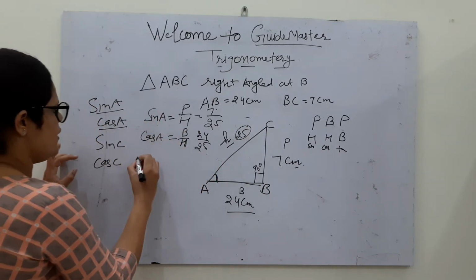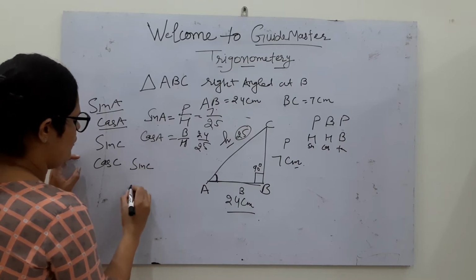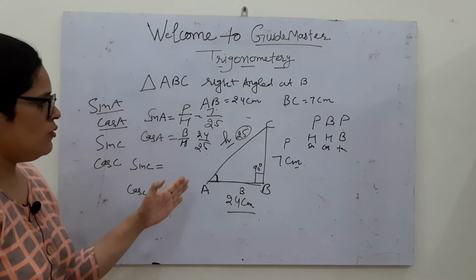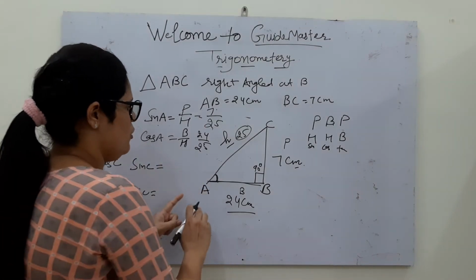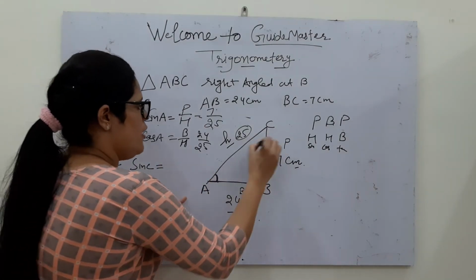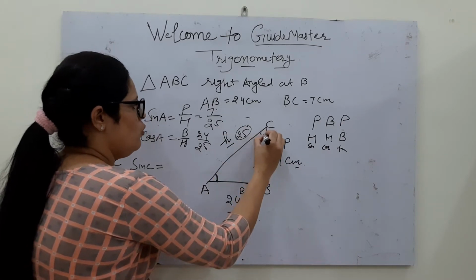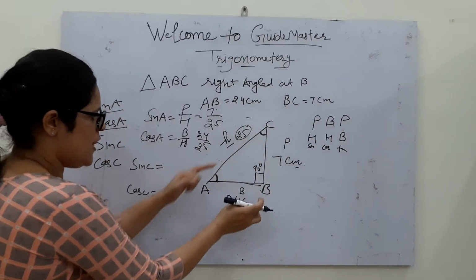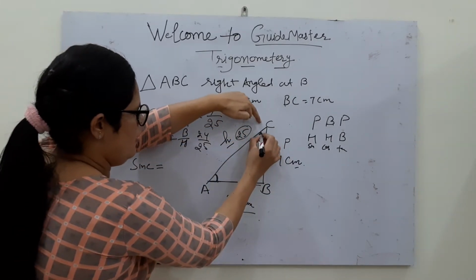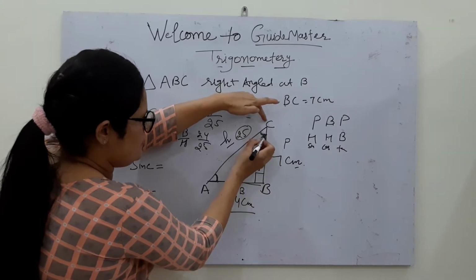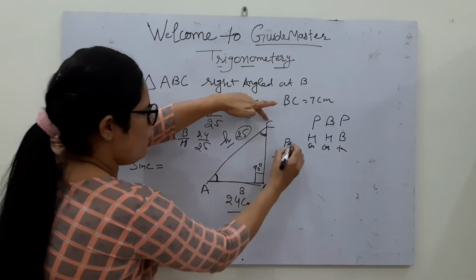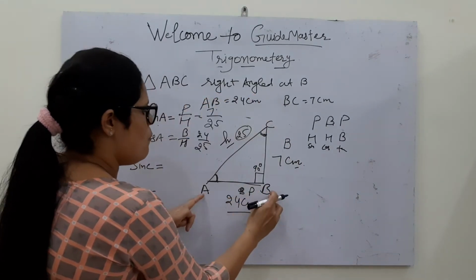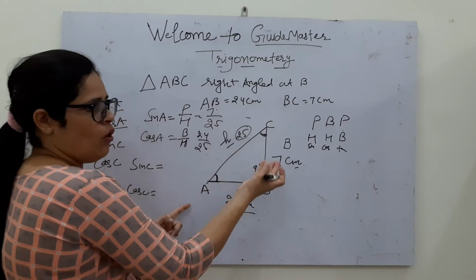Now we have to calculate sin C and cos C. Listen carefully. Now we have to calculate the trigonometric ratios with respect to this angle C. Simple funda, remember: the line on which the angle is made, angle C is made on this BC, that means now it becomes the base. This is the base and this is the perpendicular. Hypotenuse we already calculated.